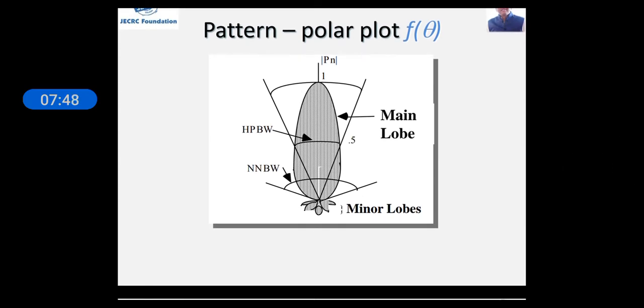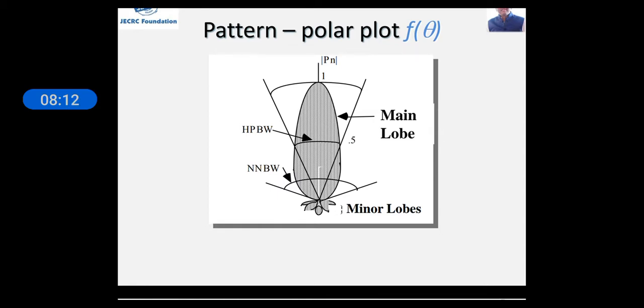This is a 3-dimensional polar plot. It has major components: main lobe or major lobe, and minor lobes. Minor lobes consist of side lobes and back lobes. HPBW and NNBW are half power beamwidth and null beamwidth.